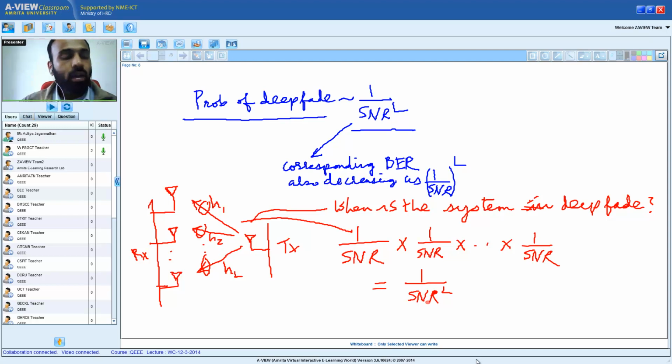It is very complicated. The choice of L is not very straightforward, right? It depends on the cost of the system, and it depends on the size of the system.